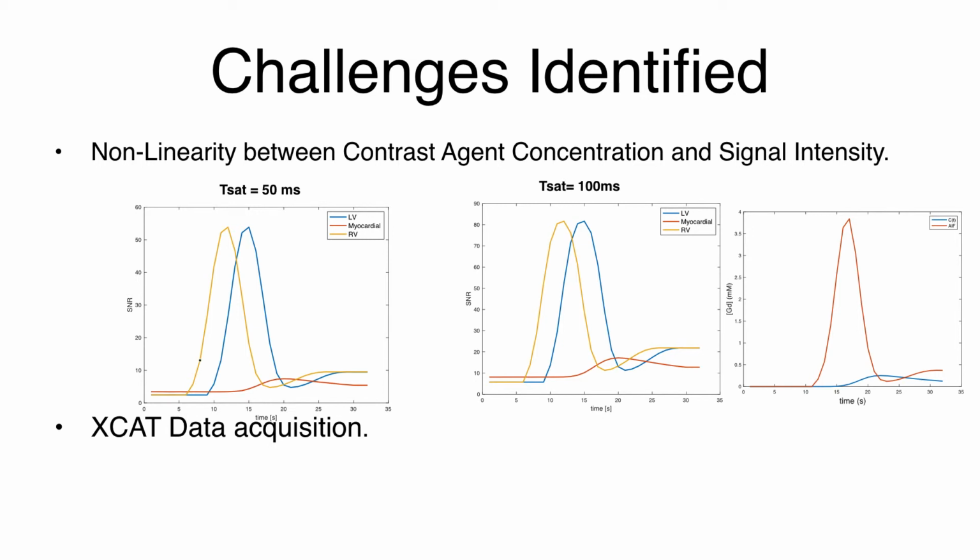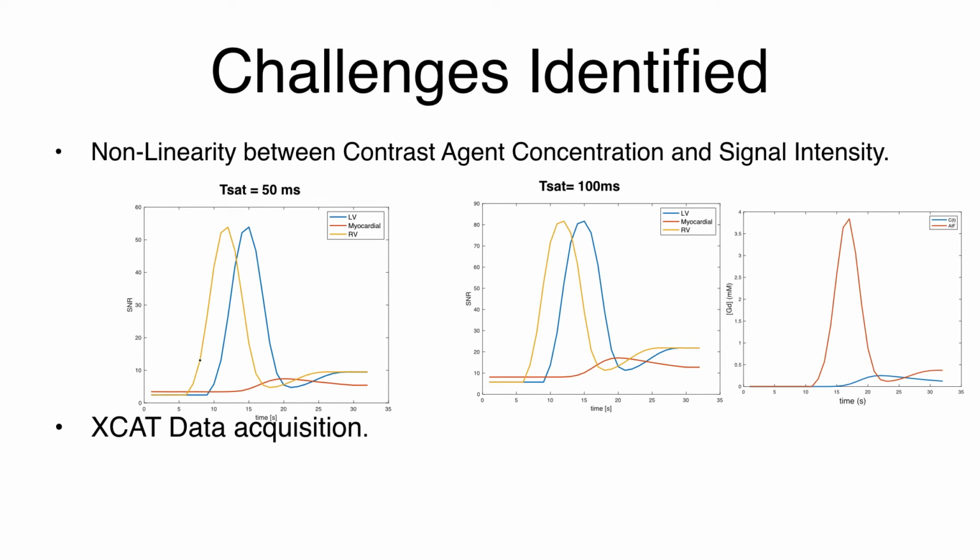In order to quantify our results accurately, we need linearity between contrast agent concentration and signal intensity. In the way contrast agent concentration moves, our signal intensity should also reflect the same thing. But at higher saturation time, we do not get this linearity. However, we get higher SNR. It is around 17, but at low saturation time, which is the time between the application of the saturation recovery pulse and the data acquisition, we get comparatively low SNR.